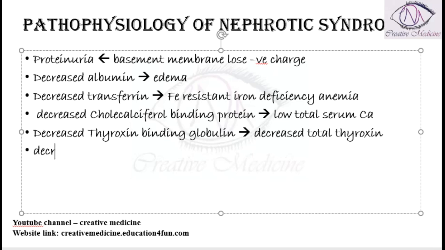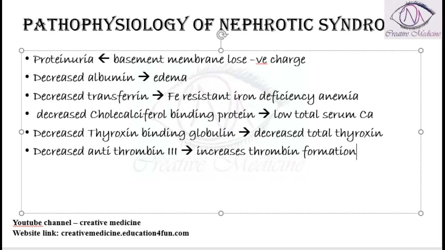Then there is decreased antithrombin 3. This decreased antithrombin 3 will mainly increase thrombin formation. So all these are seen in the pathophysiology of nephrotic syndrome. Nephrotic syndrome is also associated with increased fibrinogen levels.